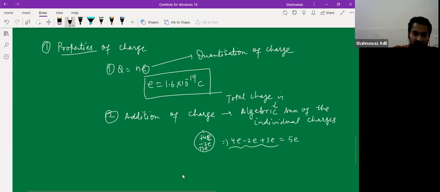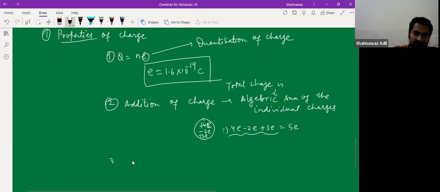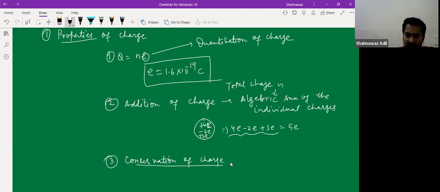Then we learned about the conservation of charges. In the conservation of charges, we learned that charge can neither be created nor be destroyed. It can only be conserved.